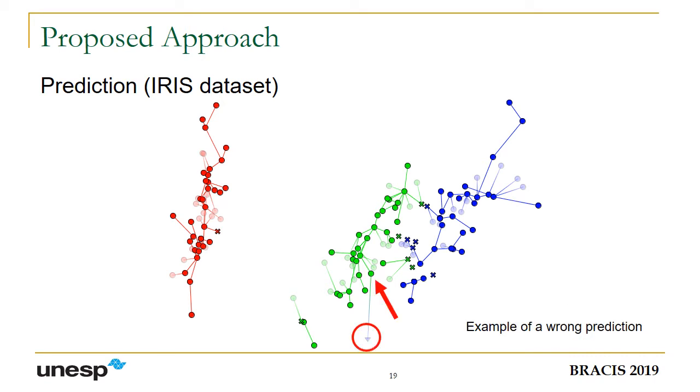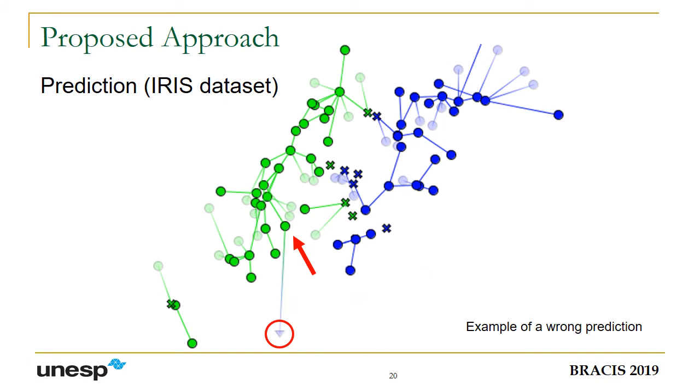Here is the example I told you. The blue triangle indicates a wrong prediction, that is, the class is blue and was connected to the green of other class, in this case the green class. Here's the detail of this wrong connection.